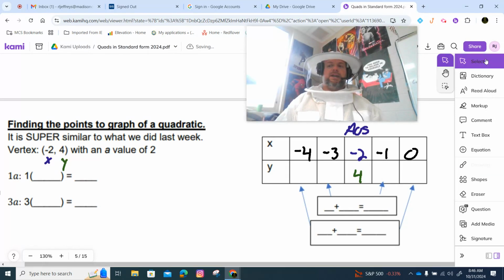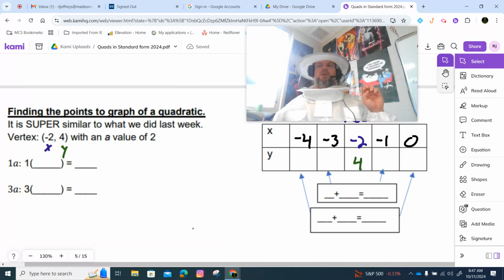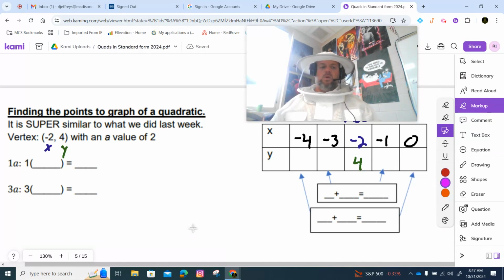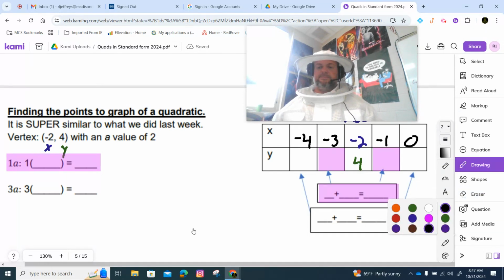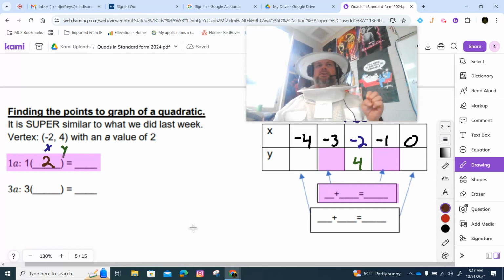So, here's the crazy thing about quadratics. Quadratics go with a ratio of 1A and 3A. I know some of y'all are like, well, what? All right, so let me help you out. It says a value of 2. So what is 1 times 2? 2.